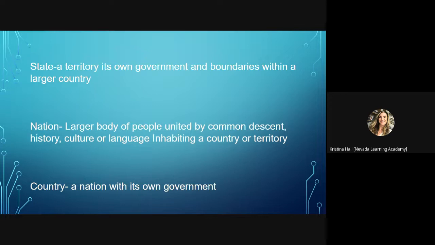Countries develop out of nations, okay? So a nation is this common group of people that inhabits a country or territory. So a common group of people that comes together and then kind of claims a land. And then a country is that nation on a common land that develops its own government.